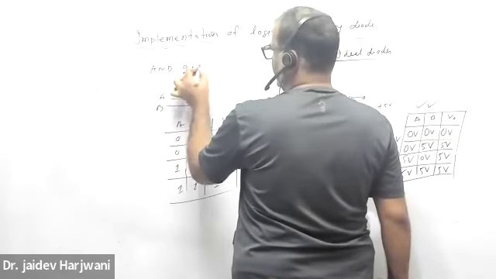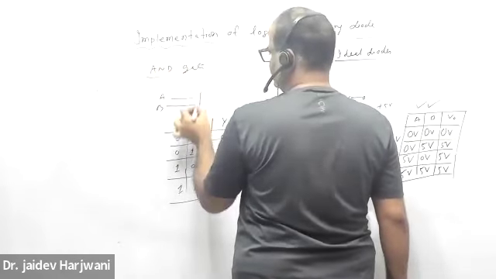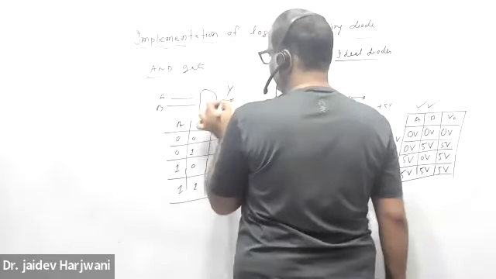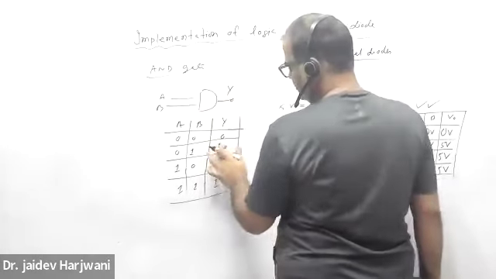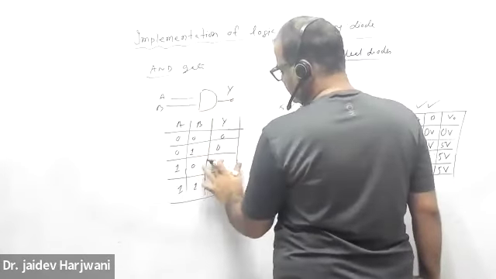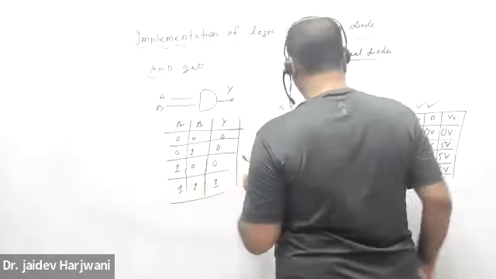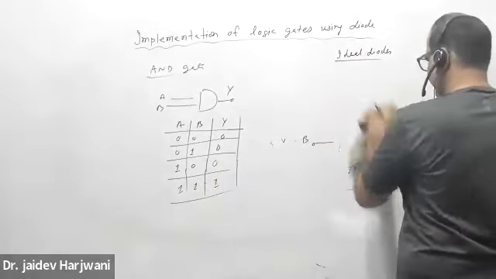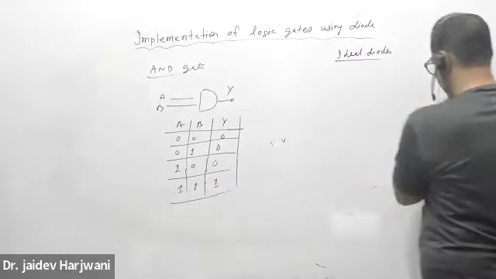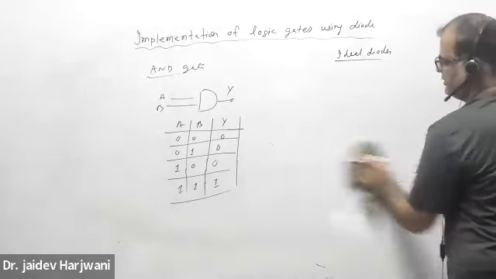So, AND gate using diodes. This is your AND gate and this is your Y. If anything is 0, the output becomes 0, and only when both are 1 does it become 1. Now we have to implement this using a diode circuit.